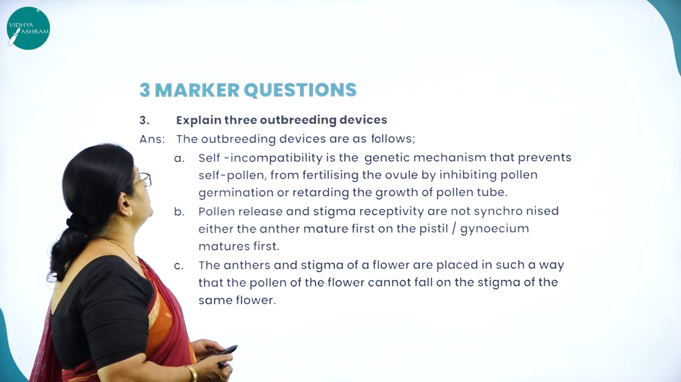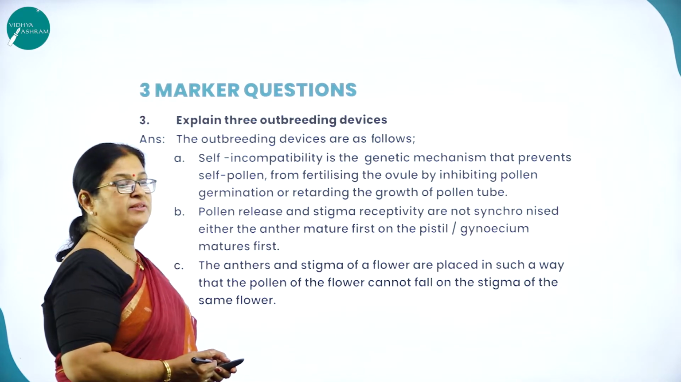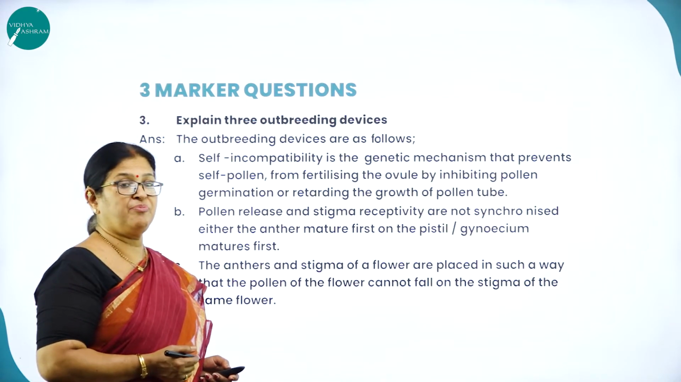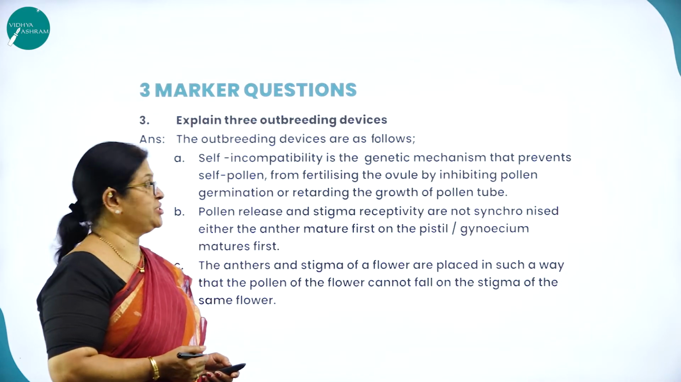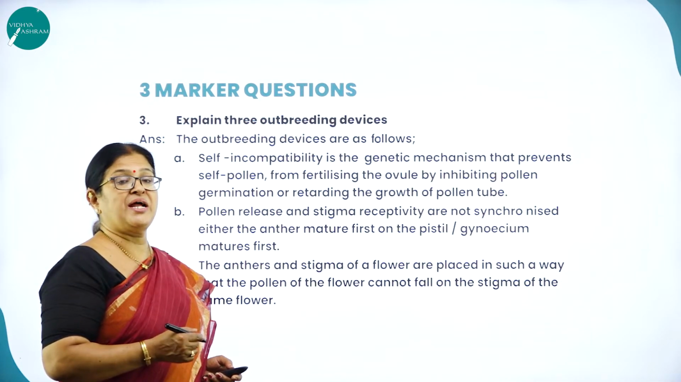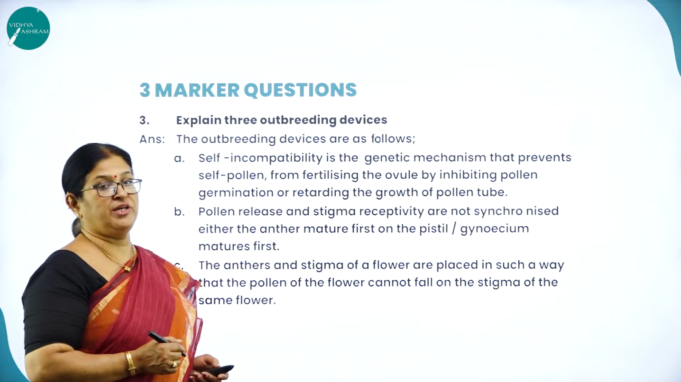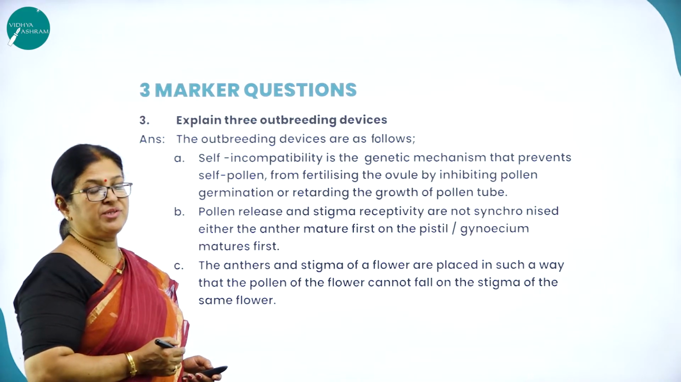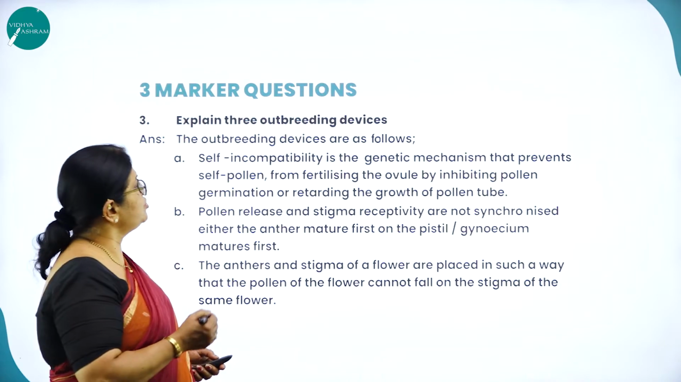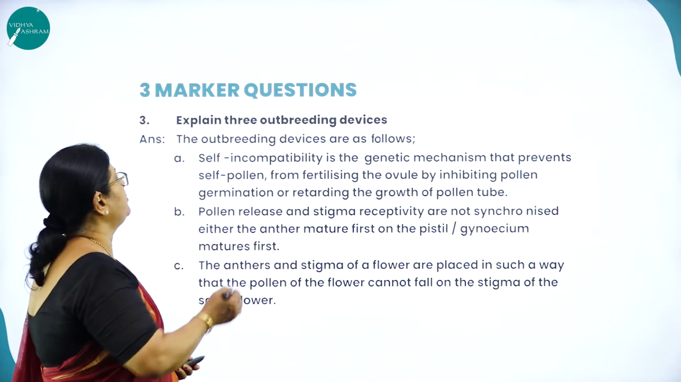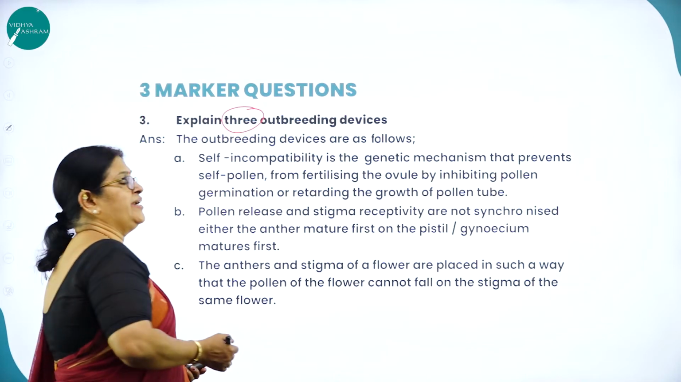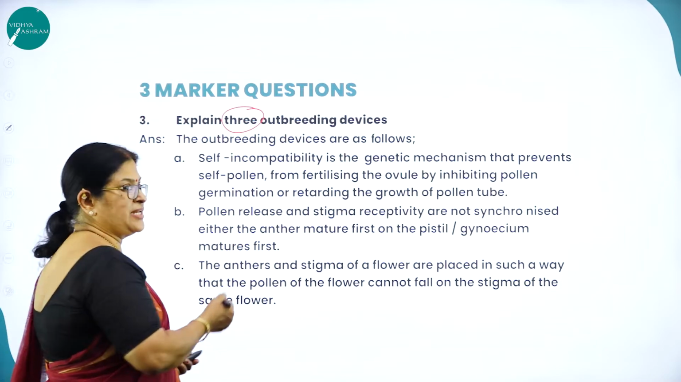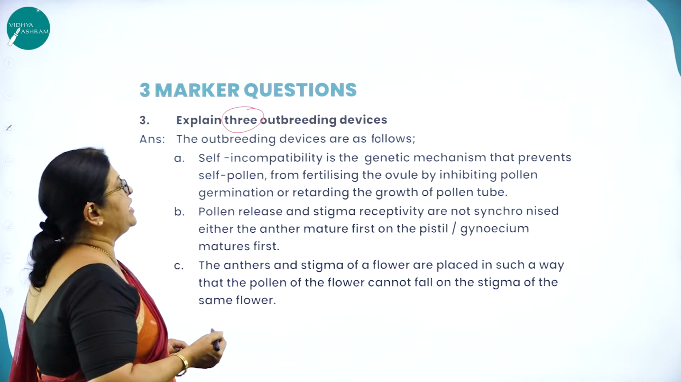So moving on to the 3-marker question, explain 3 outbreeding devices. As I said, the plants avoid self-pollination and enhance cross-pollination. So what are the devices the plants will try to implement to avoid self-pollination and to enhance cross-pollination? This is a very important question from examination point of view. This is usually asked for the 3-marker question. So you need to explain any 3 outbreeding devices. For each device that you write, you'll be getting 1 mark. So it's almost like a split question. So explain 3 outbreeding devices.